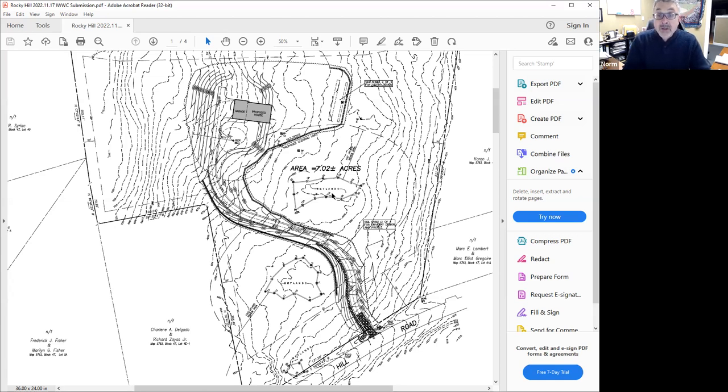That is kind of it in a nutshell. I'd be happy to answer any questions you may have on it. As I said, this is a single family home and about a 7 acre total lot here.